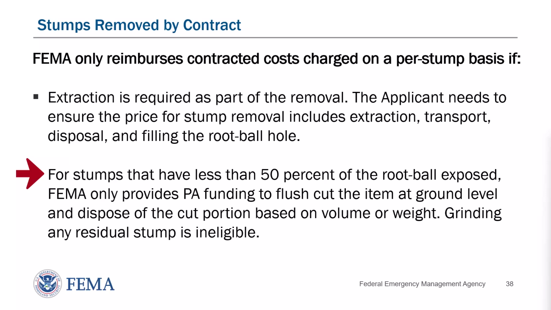For stumps that have less than 50% of the root ball exposed, FEMA only provides PA funding to flush cut the item at ground level and dispose of the cut portion based on volume or weight. Grinding any residual stump is not eligible. Once again, make sure to avoid redundant cost. You cannot flush cut and also grind.